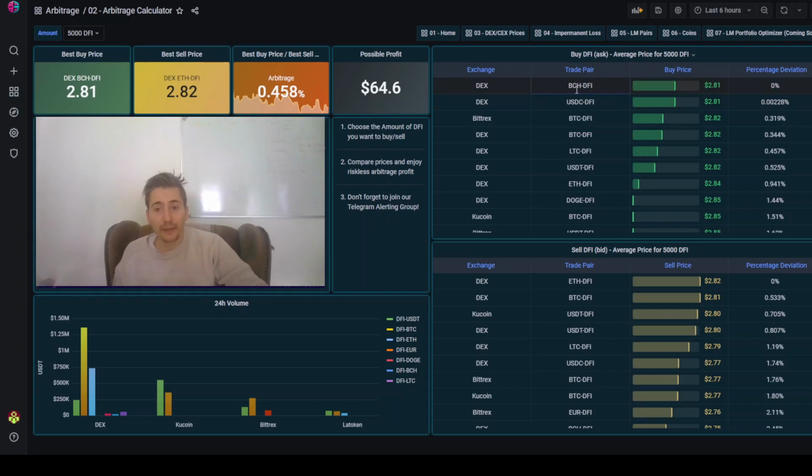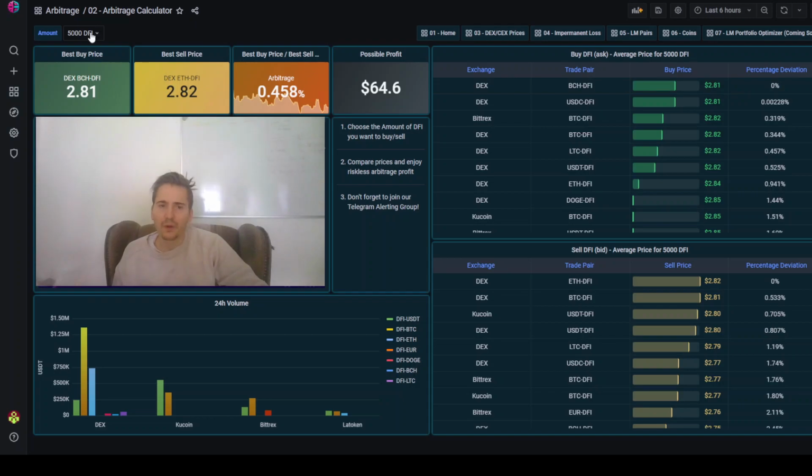when you have the trading pair Bitcoin Cash and DeFi coin, how much does one DeFi coin cost? We calculate everything for you into dollars. This is the order overview for how to buy DeFi coin at the cheapest prices. And here you see how to sell it at the most expensive. We are interested in selling it for the highest price, so that's why the highest price is here on the top, and the cheapest price to buy is here on the top.